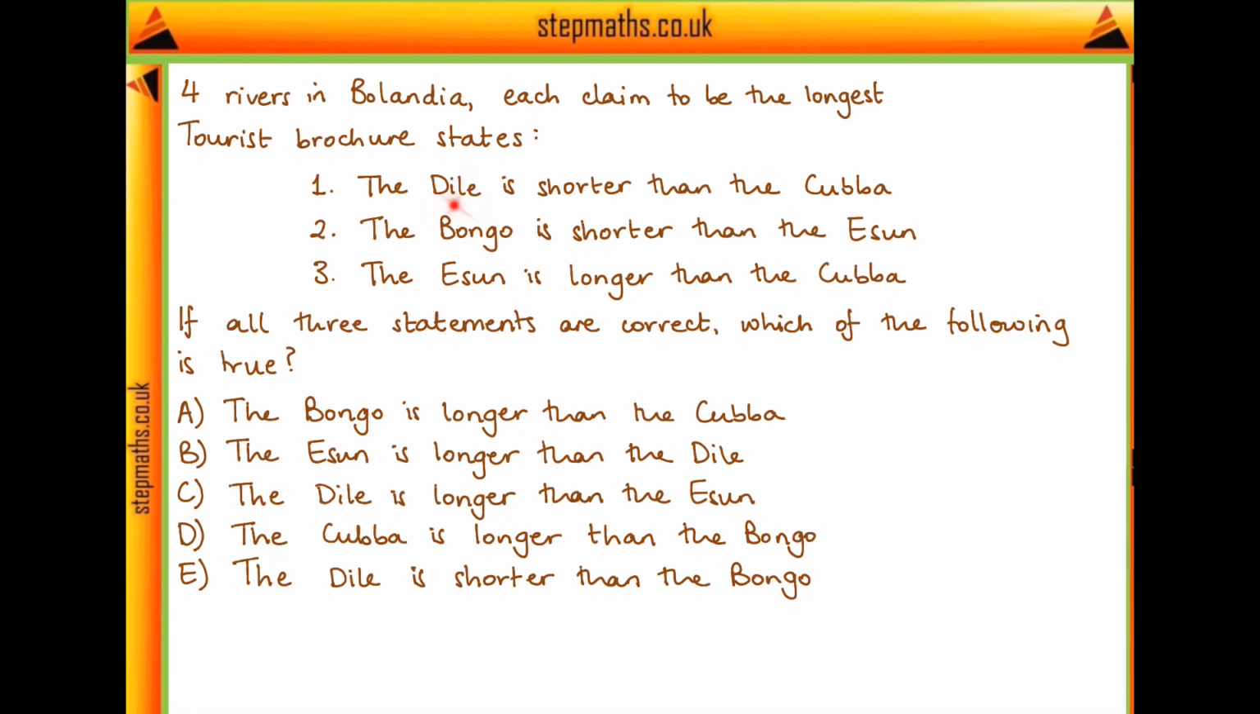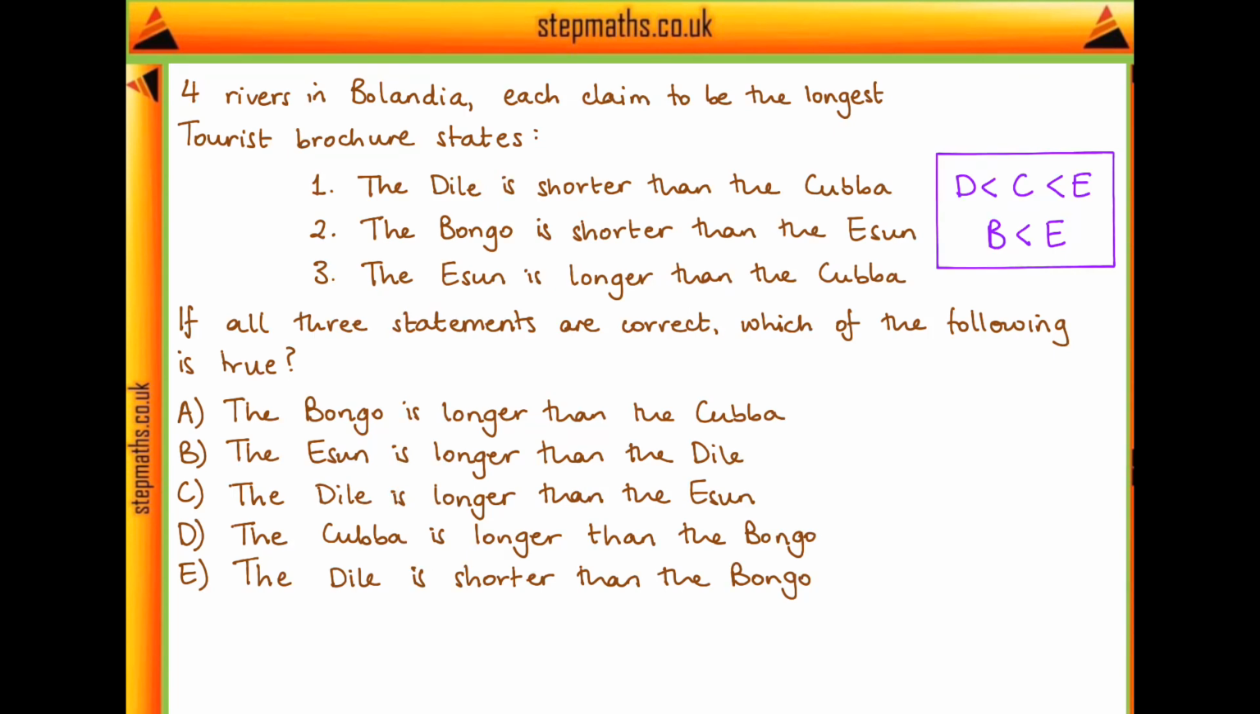So first we have the Daal is shorter than the Kuba. Then the Bongo is shorter than the Isen. And also that the Isen is longer than the Kuba, so Kuba less than Isen here. So we have the relationship between the Daal, the Kuba, and the Isen, and also between the Bongo and the Isen, but we haven't been told anything about the relationship between the Bongo and the Daal or the Kuba. So this is the best we can do with these inequalities.